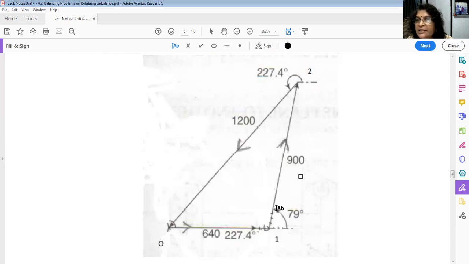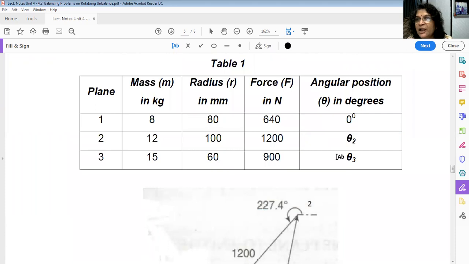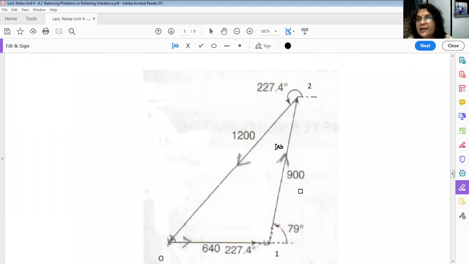This is 79 degrees. Okay, so this is nothing but your theta 2 because this is your vector F2. So theta 2 is equal to 79 degrees. Now we have to measure the angle for this vector, that is of F3. Okay, this represents theta 3.